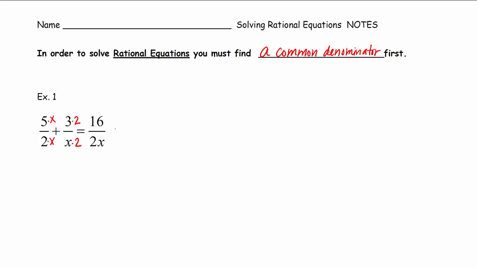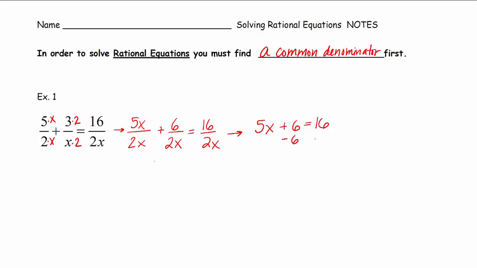So this is now 5x over 2x plus 6 over 2x. And that equals 16 over 2x. So now that all the fractions have a common denominator, we are really just going to focus on the top. So really 5x plus 6 needs to add up to 16. So let's solve that equation.